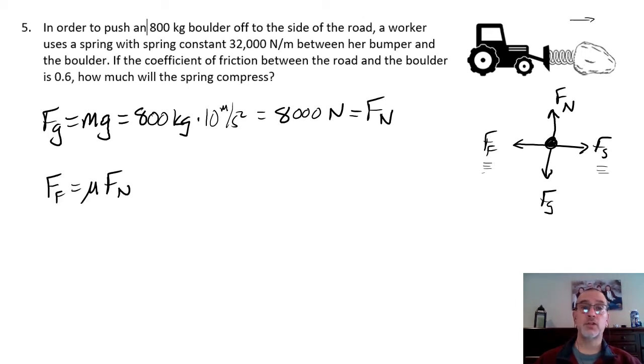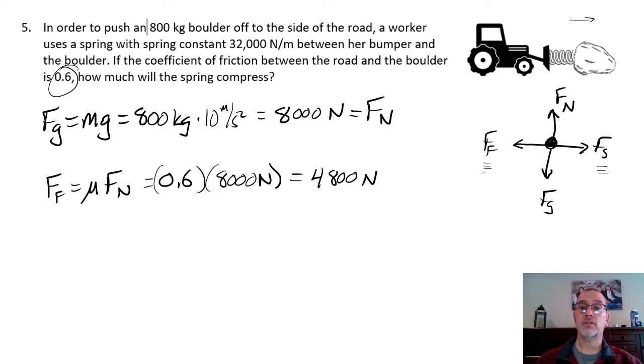The force of friction is going to be the coefficient of friction times the normal force, and we're given that the coefficient of friction is 0.6. So 0.6 times 8,000 newtons gives me 4,800 newtons as the force of friction. And since I'm moving at a constant velocity to the right, that friction is going to equal the spring force, so I can write that equals Fs.